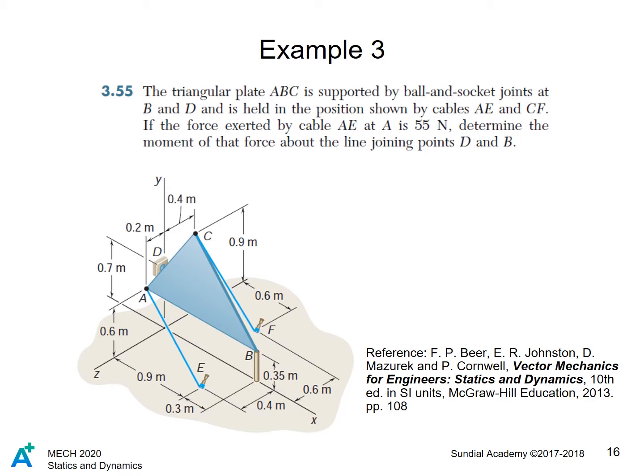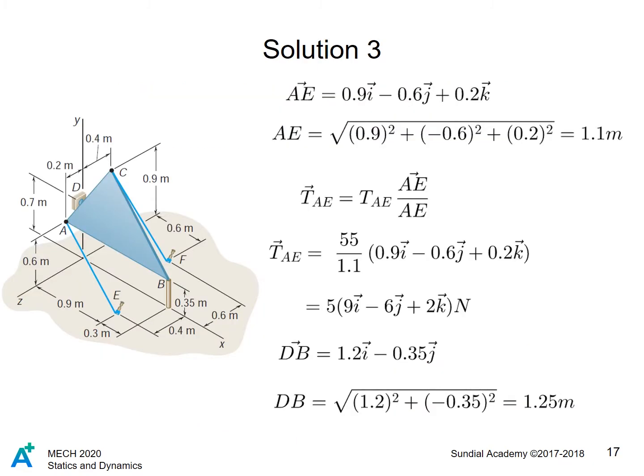Here we have another problem on moment. Please pause the video and take a few minutes to attempt this problem yourself. Now that you have attempted this problem yourself, we'll go over our approach. We find the length AE and divide the components of AE with it to get the unit vector of AE. We then multiply this with the tension force magnitude to get the tension vector from point A.